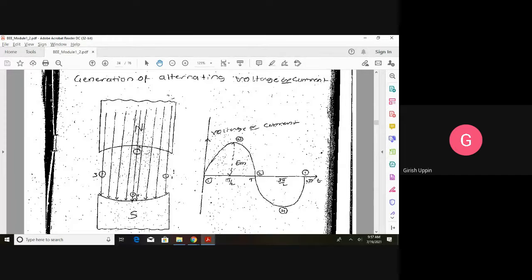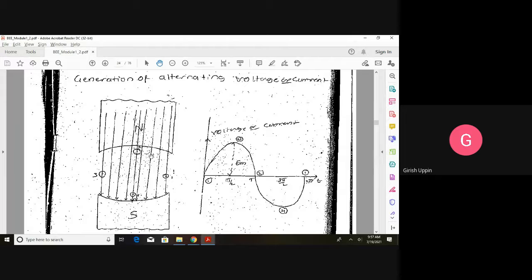and then we continue to rotate and come back to position number 1. In position number 1, again the direction of the motion and the flux are the same, therefore the flux cut by that particular conductor is 0, and the EMF induced is 0. So that is how, if we connect all those points, we get a nice sinusoidal waveform.